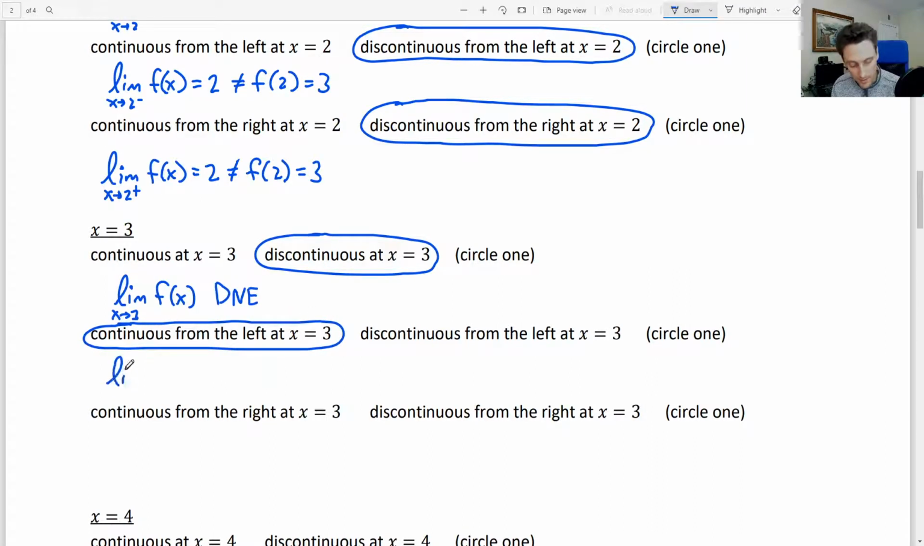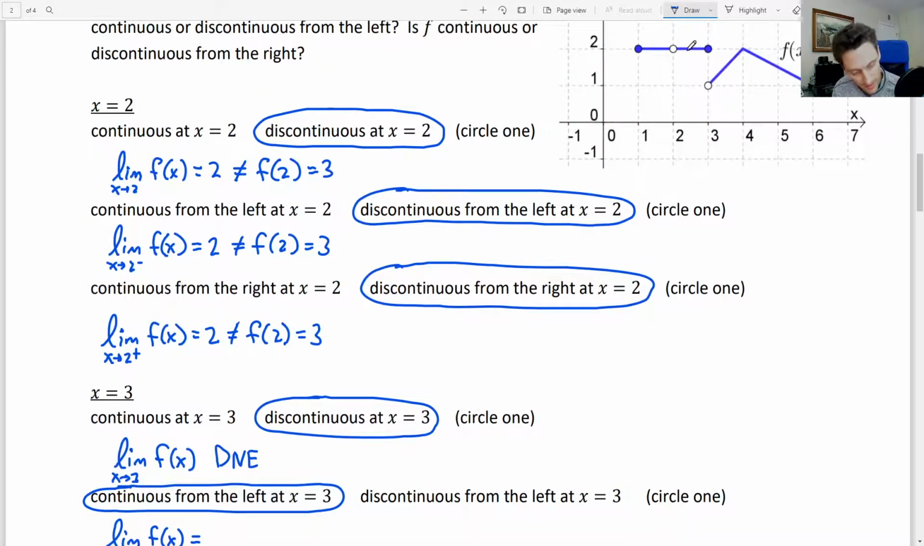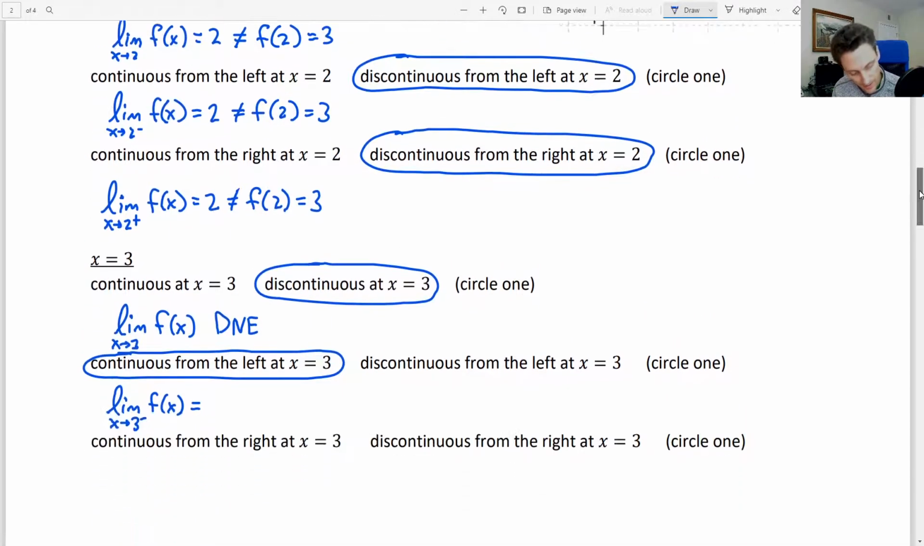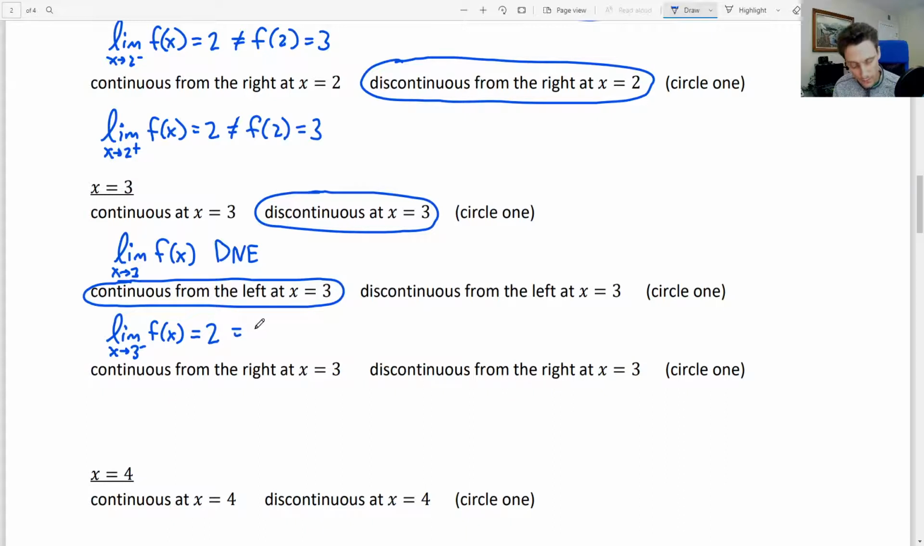The reason would be just the definition of continuous from the left. So the limit as x approaches 3 from the left of our function is equal to, well, let's get the value here, it's equal to 2, which is what f of 3 is equal to. So the two things, the limit and the function value, are both equal to each other, therefore making it continuous, at least from that side.